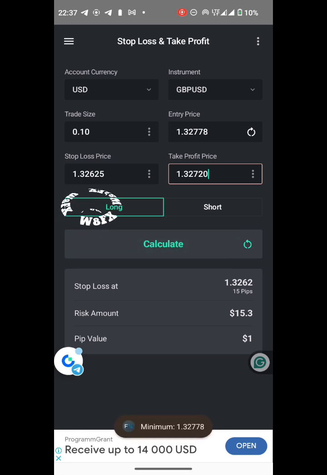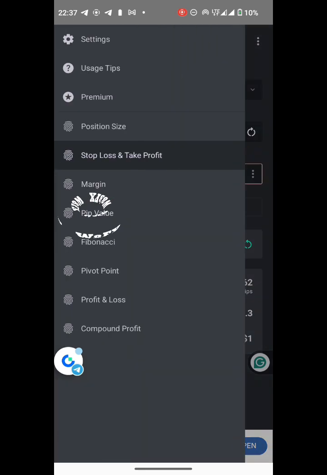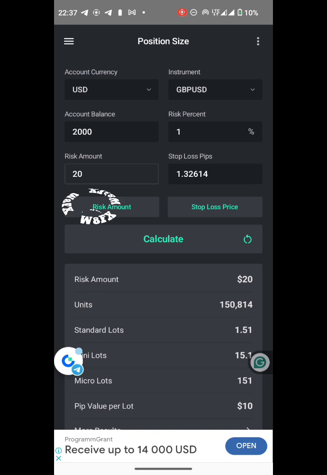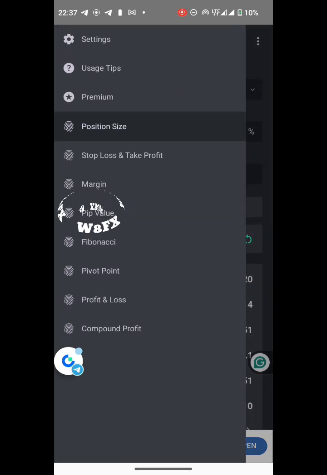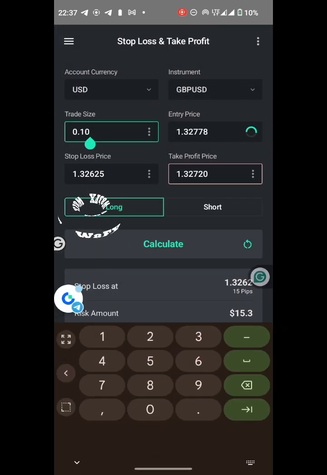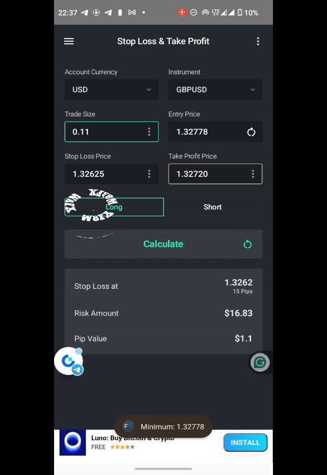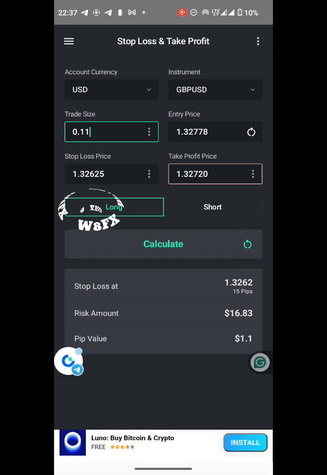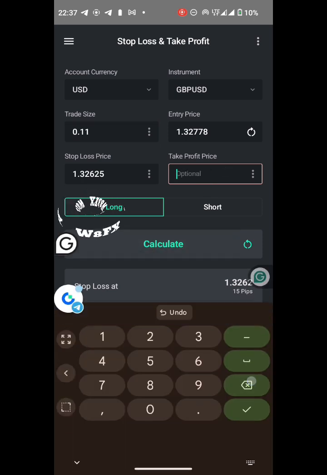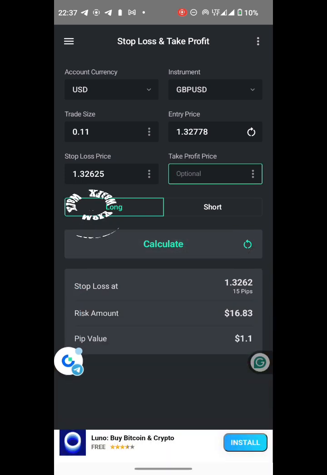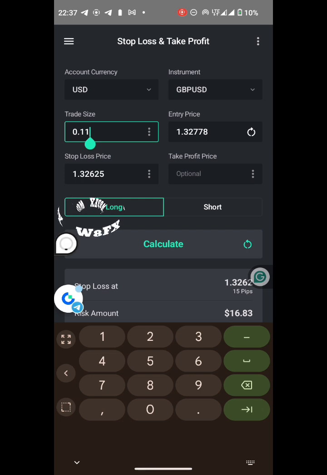So what we are to risk is 20 USD according to this account size. Risk per trade is 20 USD. So we want to increase this a little bit. Let's say 0.11. Calculate. This is 16. Let me just clean this first. Take profits. 0.11 is 16. We are looking for 20 USD.